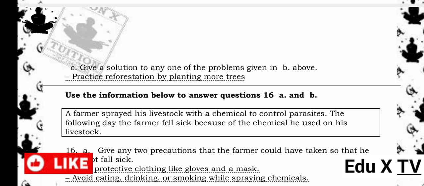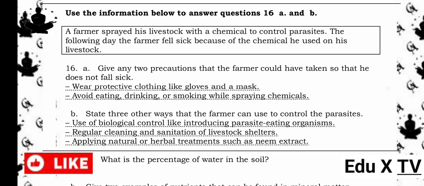Use the information below to answer questions 16A and B. A farmer sprayed his livestock with a chemical to control parasites. The following day the farmer fell sick because of the chemical he used on his livestock. 16. A. Give any 2 precautions that the farmer could have taken so that he does not fall sick. Wear protective clothing like gloves and a mask. Avoid eating, drinking, or smoking while spraying chemicals.